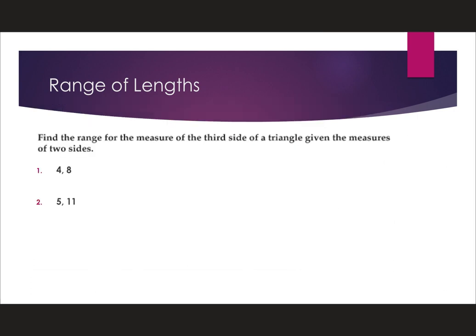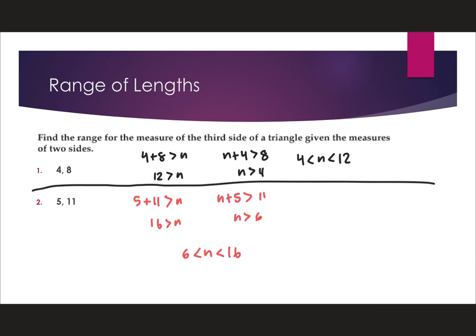All right, you guys try. So you want to find the range of measures for the third side. What this is asking you for is the full range. So the smallest is less than n is less than the greatest. Try the first one out. When the video plays again, you'll see the answer.